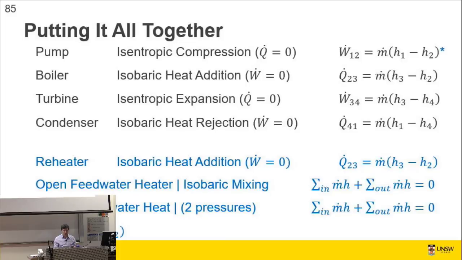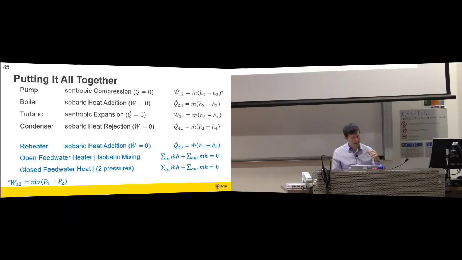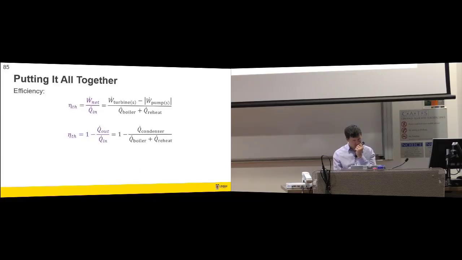So now we've added a few components. We've got our four normal components. We've added a reheater, which is the same as a boiler, but just needs to be taken into consideration. And we've added two heat exchangers, an open feed water heater and a closed feed water heater. The closed feed water heater is going to be operating at two different pressures for the same fluid stream. And indeed, all of this is about reducing the heat out of the condenser to bring our thermal efficiency closer to one, closer to that optimal process.